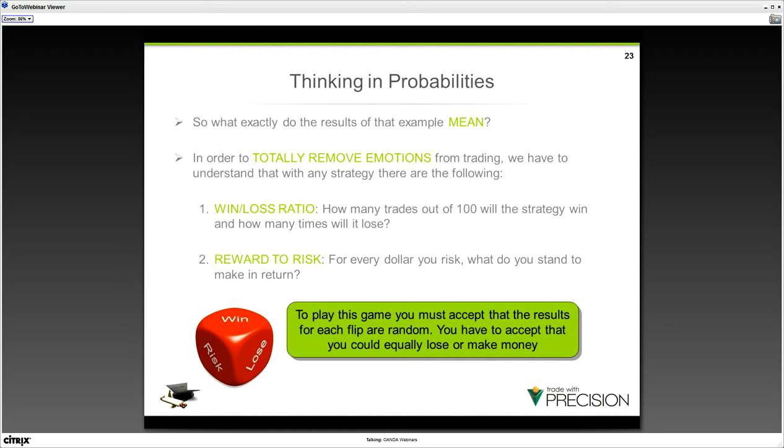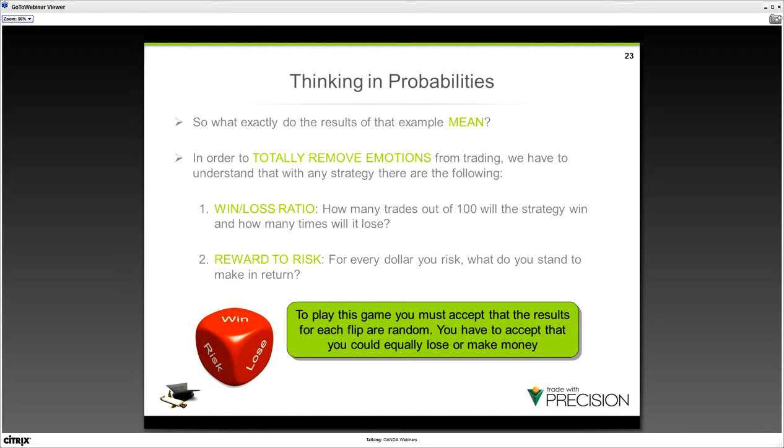Okay, so for every dollar that we risk, what do we stand to profit in return? As I just mentioned, in a 1-to-1 scenario, we're risking $1 to effectively make $1. But in order for this game to be profitable, we need to adjust one of two criteria in order to create an edge for ourselves in this game. So we either need a better reward to risk proposition, or we need to win more often than we lose, or is it possible for us to have both?